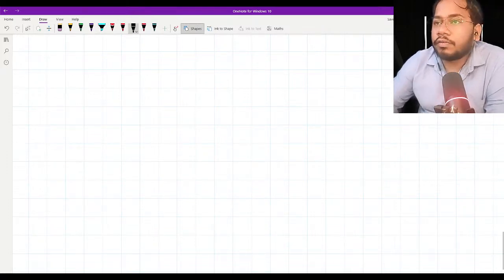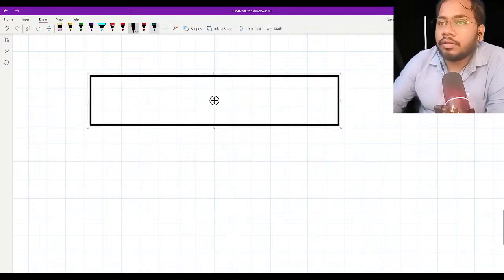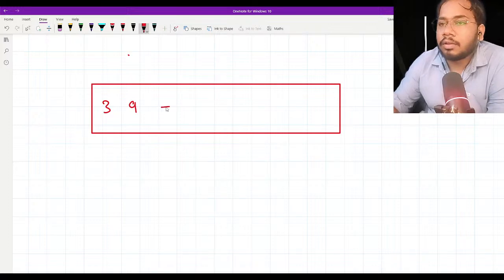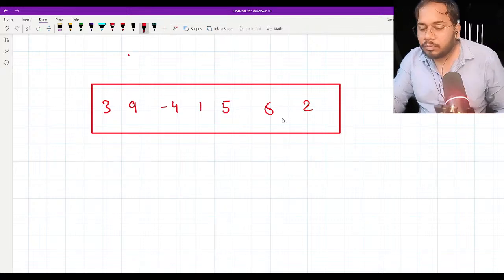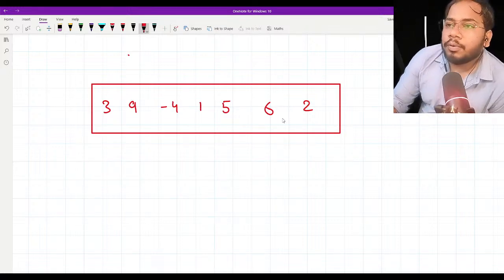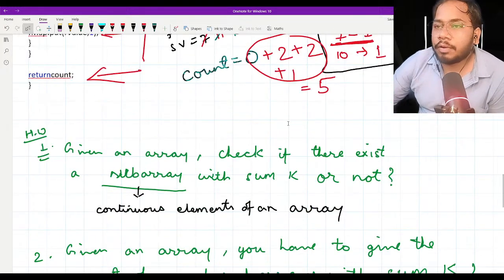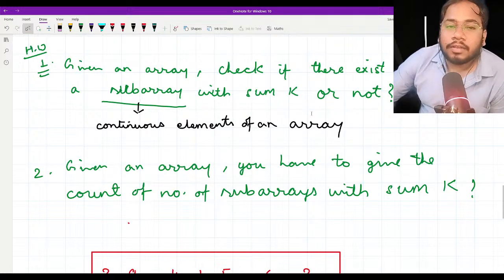So suppose this is one array. You have 3, 9, -4, 1, 5, 6, 2. Okay, so this is a subarray. Now for the first question, for the first homework, you had to tell whether any subarray exists or not.